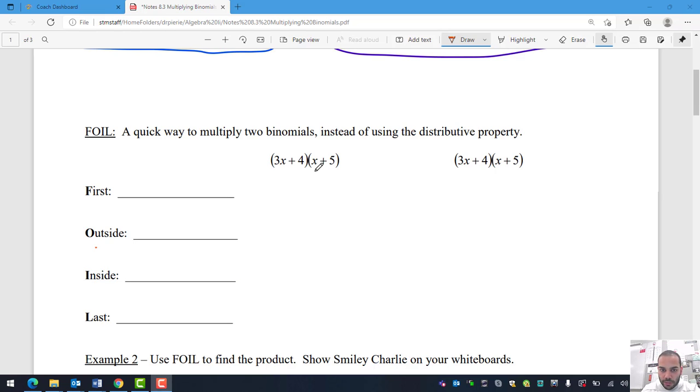So if we look at 3x plus 4 times x plus 5, the first term in the first binomial is 3x, and the first term in the second binomial is just x. So we're going to multiply the first expression in each polynomial. 3x times x is what I do first. 3x times x should give me 3x squared.